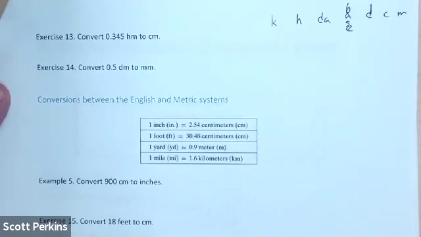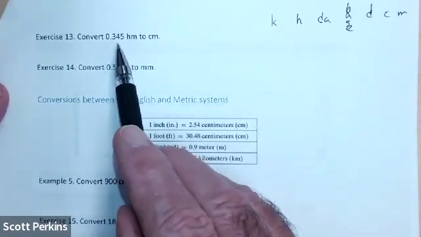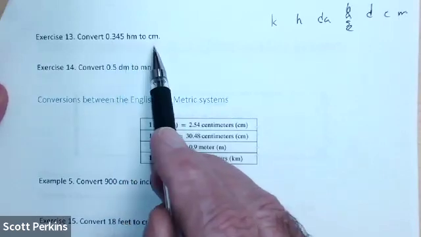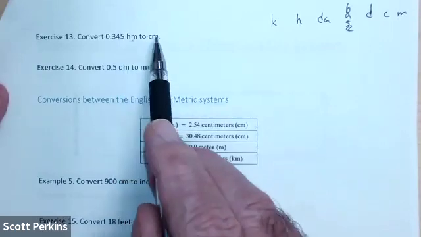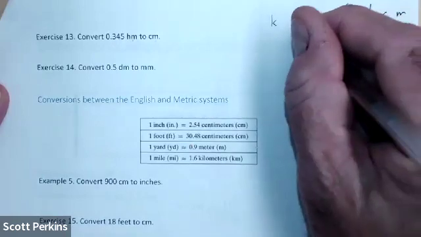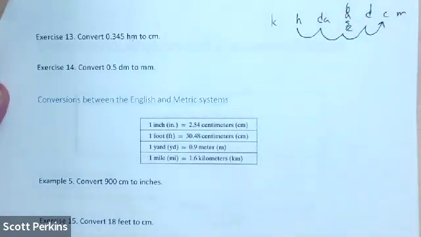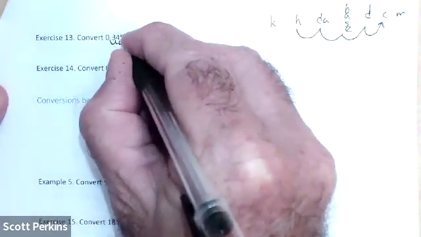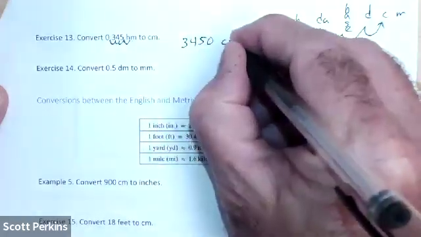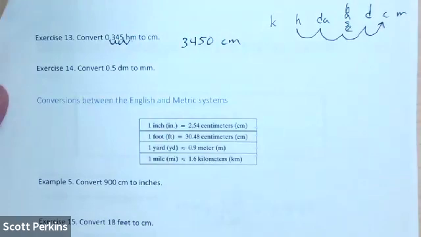All right, so exercise 13, I'm converting 0.345 hectometers into centimeters. So we're going from hecto to centi. So from hecto here to 1, 2, 3, we're going 4 places to the right. So I'm going to take my decimal 1, 2, 3, and then a fourth place. So 3, 4, 5, 0 centimeters is that conversion.